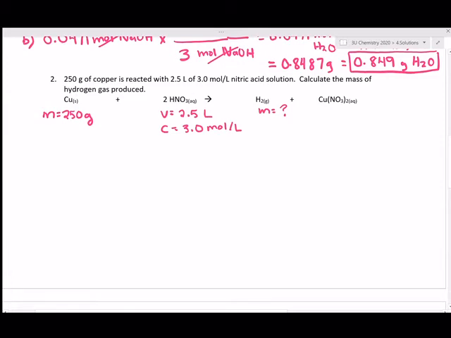Okay, so the reason you can tell that this is a limiting reagent problem is nowhere does it say that everything is completely reacted with the other reactant. It just simply says you're going to have 250 grams of copper and you're going to have this much acid. How much hydrogen are you going to make? Which means one of those reactants is going to run out, and it's your job to figure out which one.